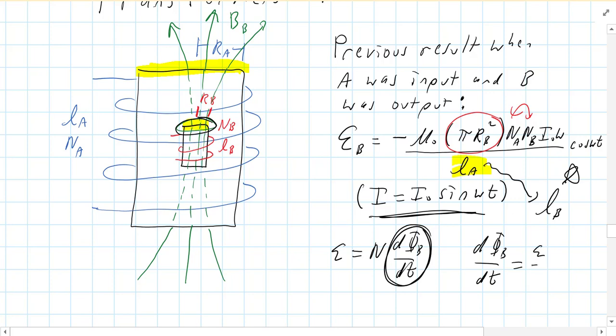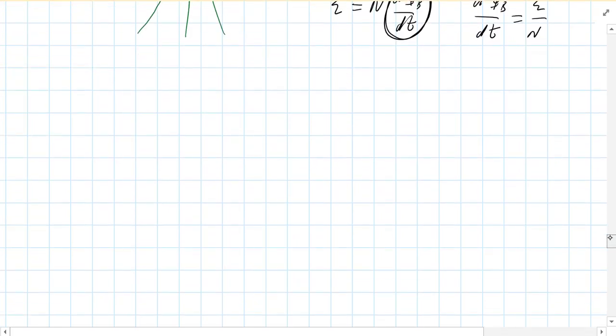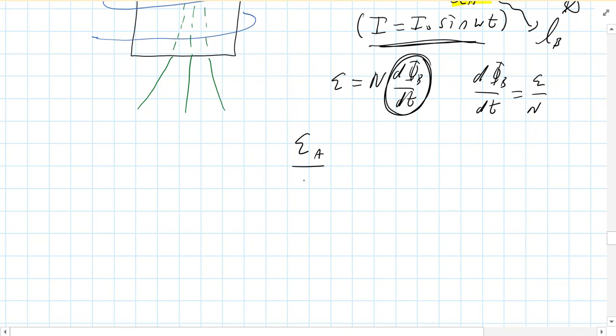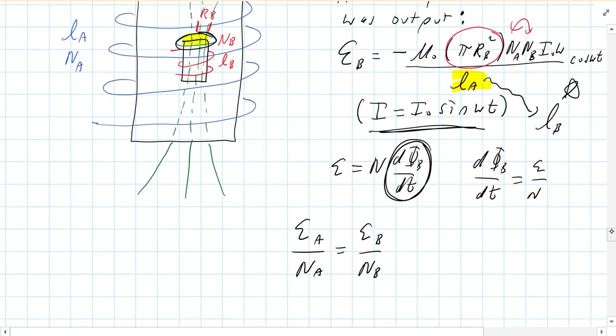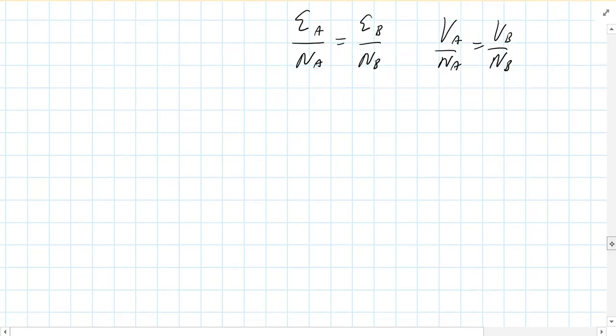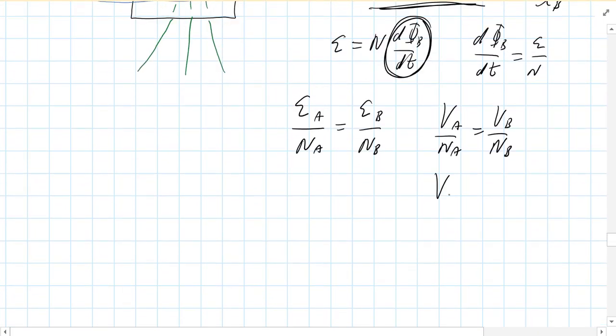Well, this is E over N. So that ratio is the same for both solenoids. So what we can write is E of A over N of A equals E of B over N of B. Or very simply, the voltage in the coils is directly proportional to the number of turns in the coils. Now, you'll often see this written as VA over NA equals VB over NB. Same thing. Or they'll flip it around and say V secondary over V primary equals N secondary over N primary. Quick note, primary, I'll write that down for you.